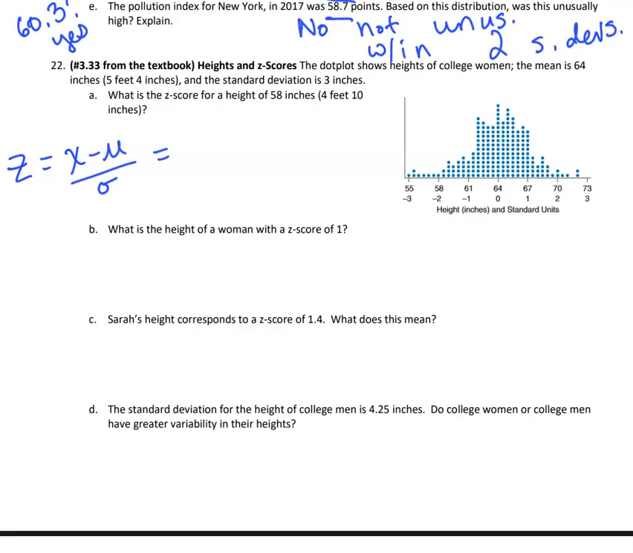All right, so to calculate that, we would do 58 minus the mean of 64, divided by 3. So that would be negative 6 on top divided by 3, which gives me a z-score of negative 2. Negative z-scores mean that you are below the mean, and that should make sense because 58 is certainly below 64. Positive z-scores are above the mean. That's the difference. Now, they gave you this graph. They didn't have to do that, but I do want you to see that negative 2 is right here, and that does correspond to a height of 58. So we did calculate it right.